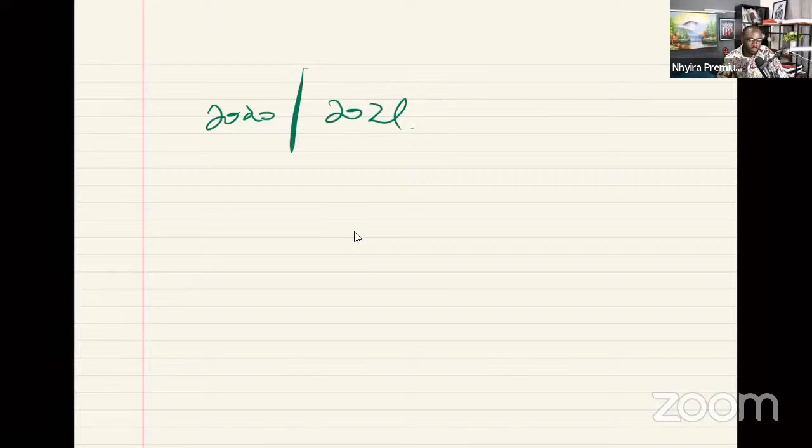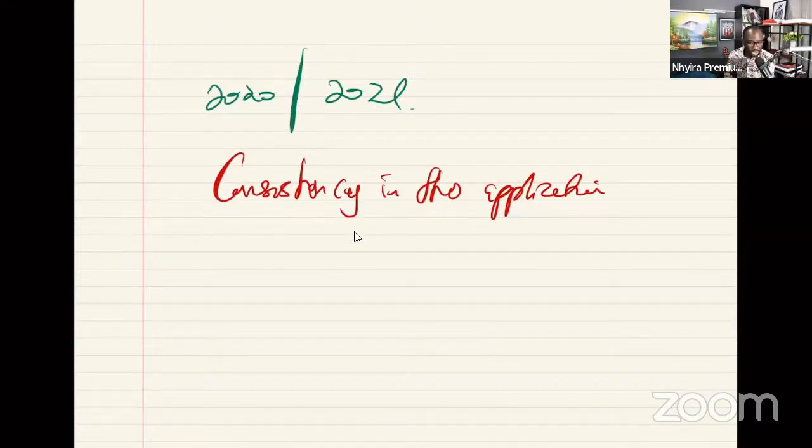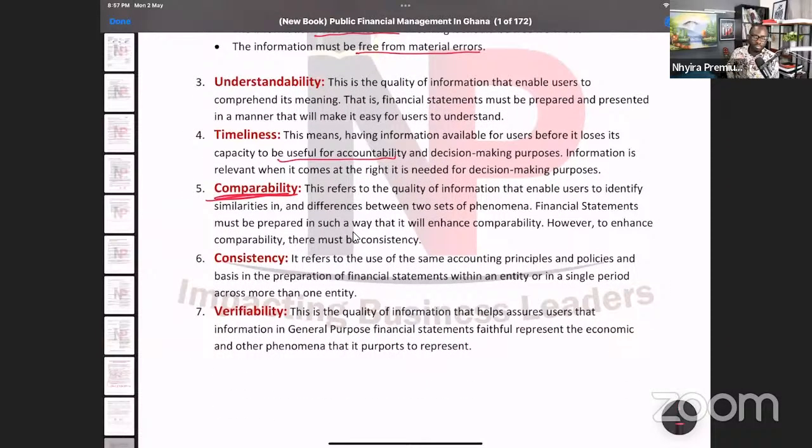But in order for us to be able to compare financial statements of one year to another, government must be consistent. So there should be consistency in the application of accounting concepts. So if last year government uses a certain accounting concept and this year government is using a different accounting concept, then can we achieve what? Comparability of financial statements. So what we are saying here is that when preparing financial statements, we have to ensure that we can compare one set of financial statements to another set of financial statements. That can only be possible if there is consistency in the application of accounting principles and policies in the preparation of the financial statements.